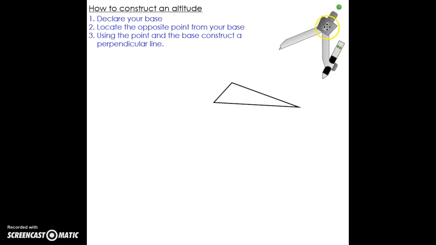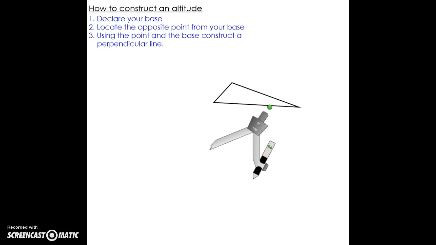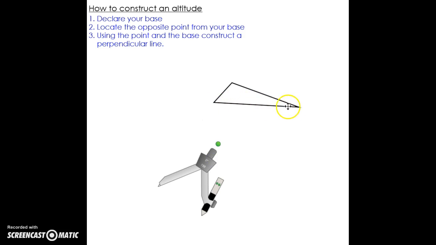And I will show you how to construct an altitude. So for this one, it doesn't particularly say what base we have to work off of. So you get to declare which base unless it states otherwise. So we'll just use this bottom side as the base, and then I want to locate the opposite corner or the vertex from that base, which would be up here at the top. That would be my point, this would be my line.